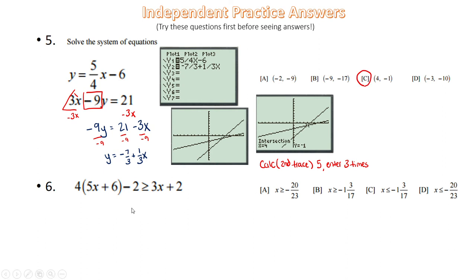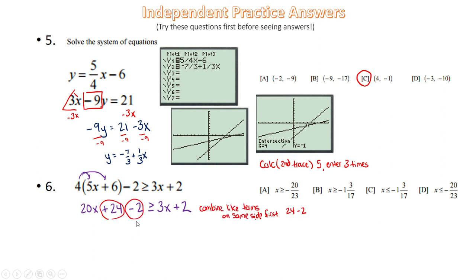On number 6, we're going to distribute 4 times 5x and 4 times 6 to be 20x plus 24 minus 2 is greater than or equal to 3x plus 2. We want to combine our like terms first on the same side. Now this is kind of weird because the like terms on the same side are actually the whole numbers. So 24 minus 2 become 22.